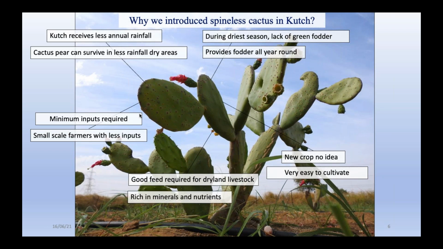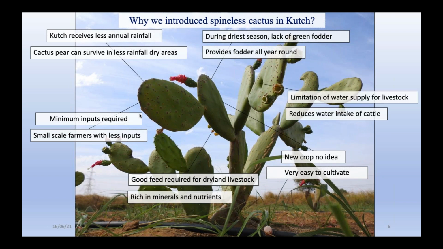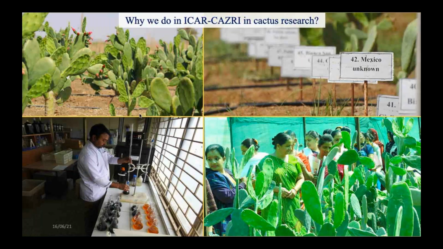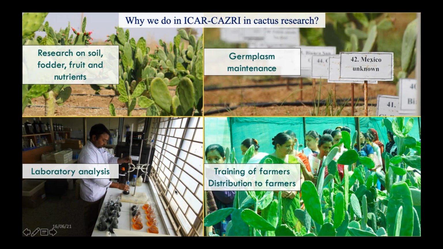So if you ask me what we do at CAZRI, as a research station under the Ministry of Agriculture and Farmers Welfare, we perform detailed research on soils, fodder, fruits, and nutrient management in cactus. We also maintain 64 germplasms of cactus collected from different parts of the world, from different countries. And we also have a laboratory that analyzes all the quality as well as the nutritional parameters.